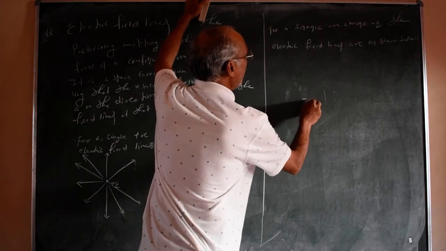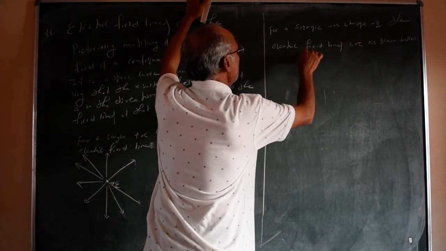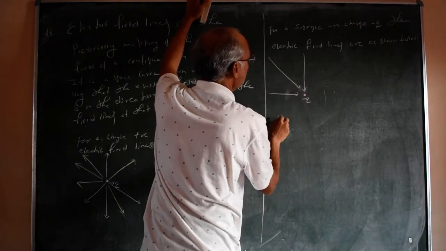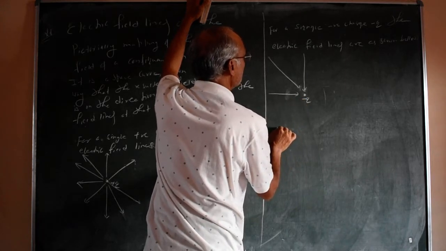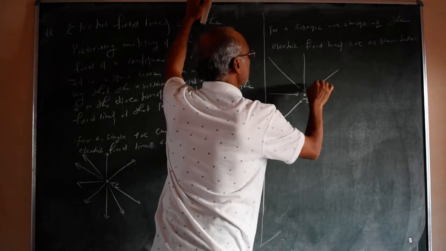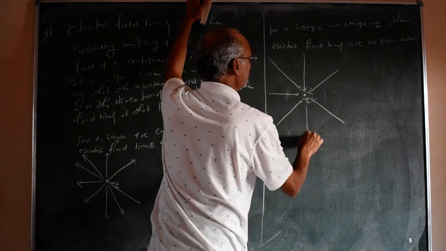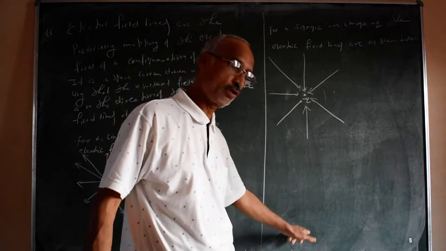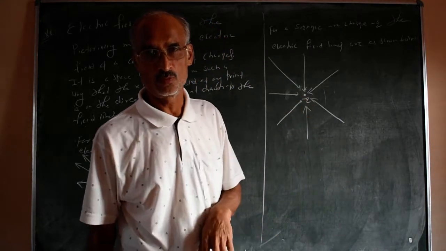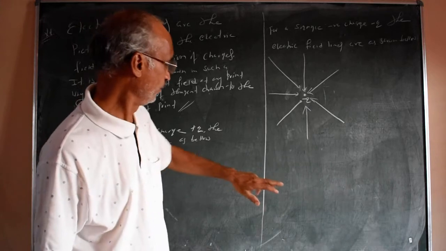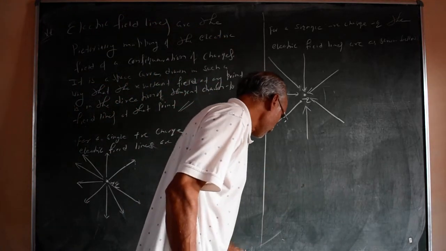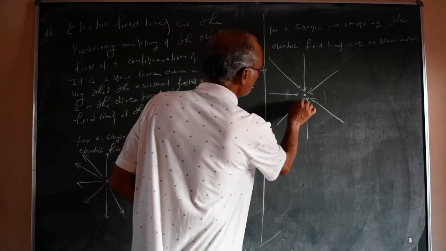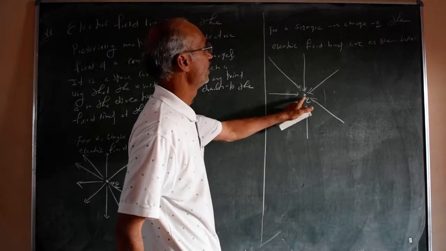So it is like this: the charge is minus Q, and the field lines are radially inwards. In this case, the field lines originate at infinity, extend inward and terminate at minus Q.